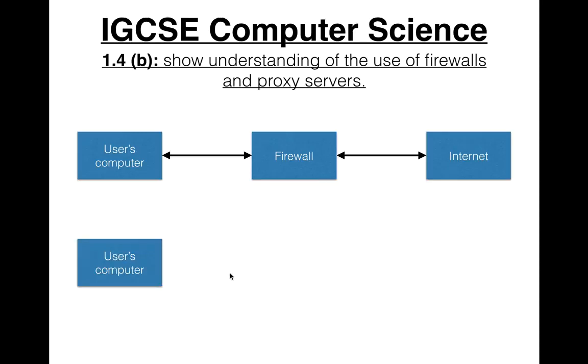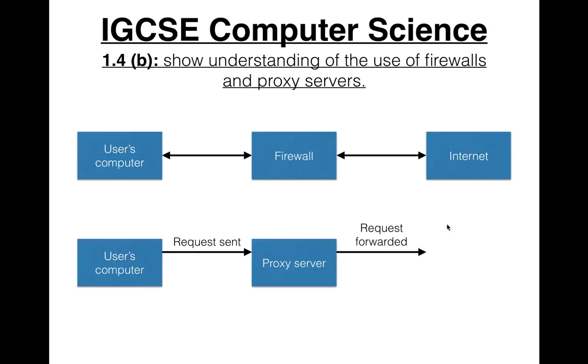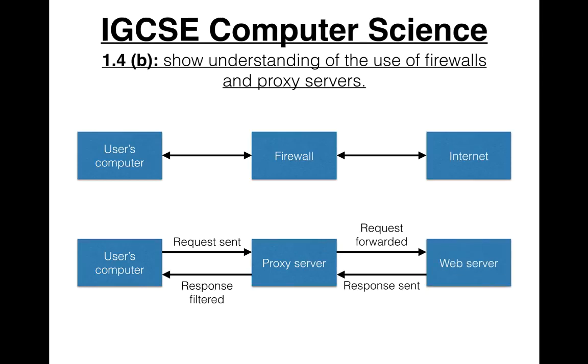I think we've looked at this actually in Topic 2. We looked at a proxy server a bit. So if you want to rewatch that video just to get a better understanding, you can go ahead and do that. So here's the user's computer. The request is sent when you're accessing a website. The request is sent to the proxy server. The proxy server forwards this request to the web server. The web server responds to the proxy server, and the proxy server filters the response. So that's pretty much how they work.